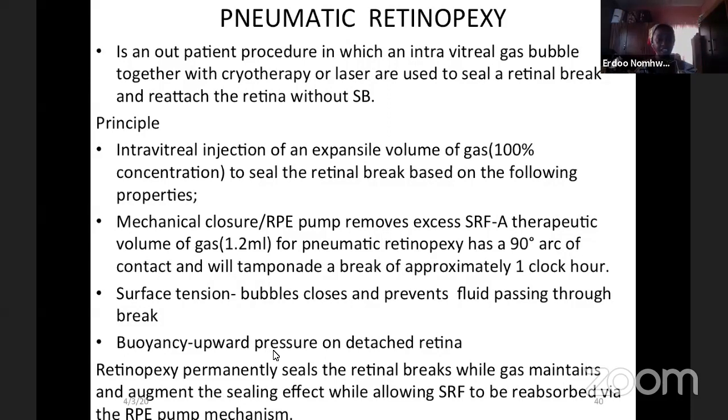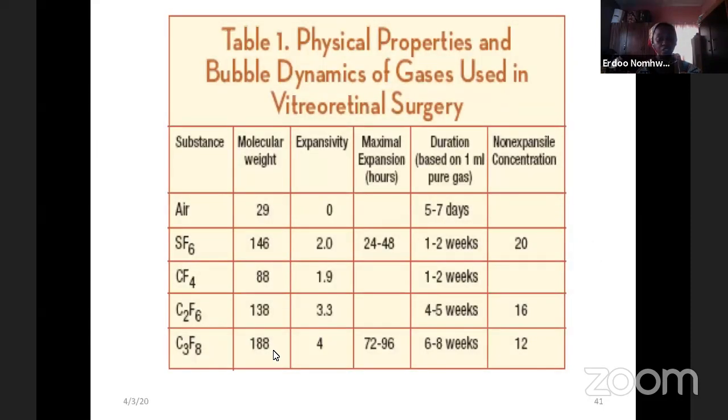But again, like I said, before you inject your gas, you need to do your retinopexy to permanently seal the retinal break, while your gas just helps to maintain and augment the sealing while allowing the subretinal fluid to be drained via the RPE pump mechanism. So this is just some of the gases that are commonly used in vitreoretinal surgery.